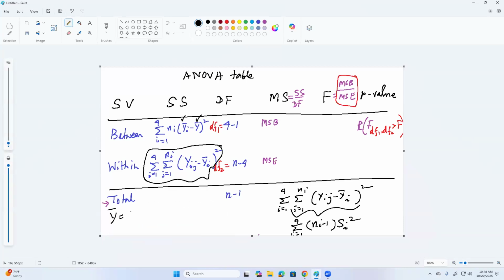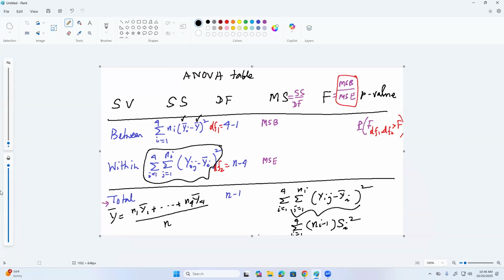Y bar is n1 times y bar 1 plus dot dot dot plus n4 times y bar 4, divided by n. That is the grand mean. Not y bar 1 plus y bar 2 plus y bar 3 plus y bar 4 over 4. The reason is the sample sizes are varying. Therefore, you need to take into account that sample size aspect.